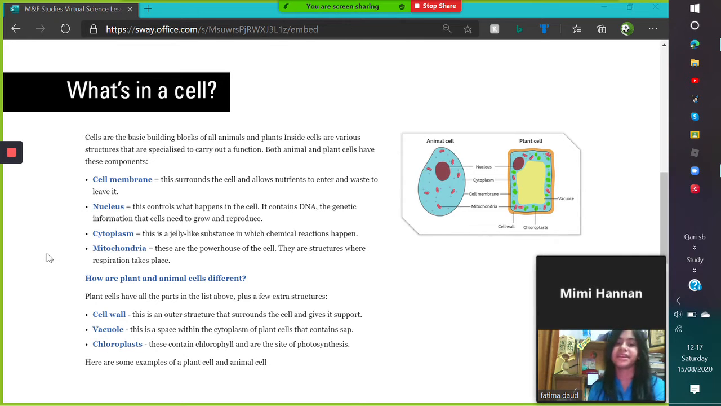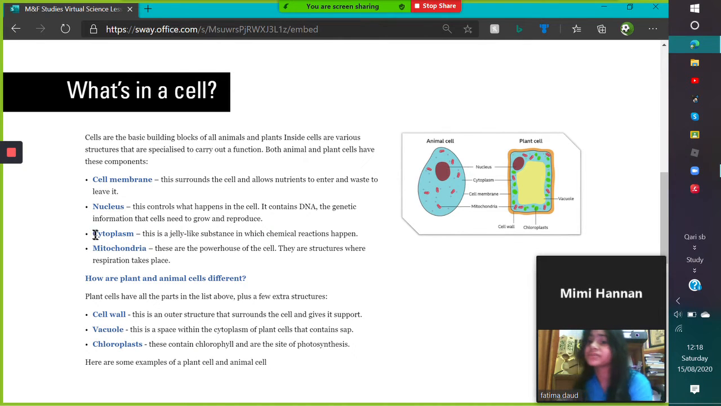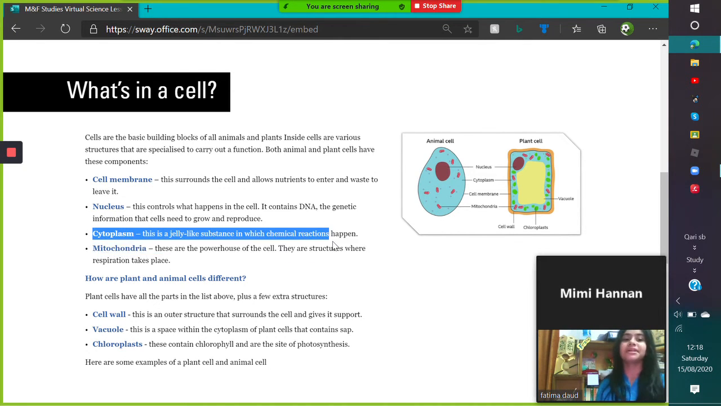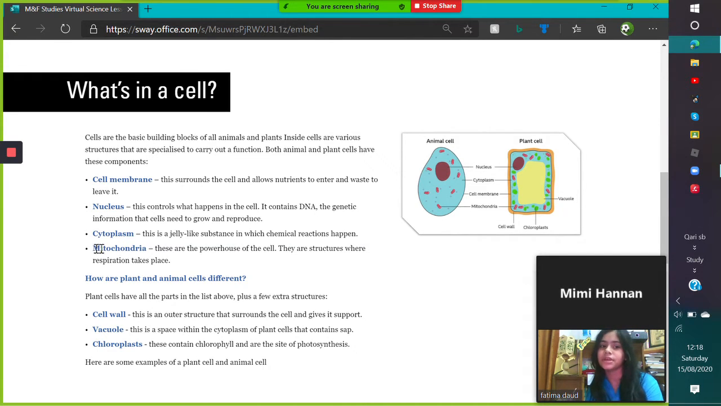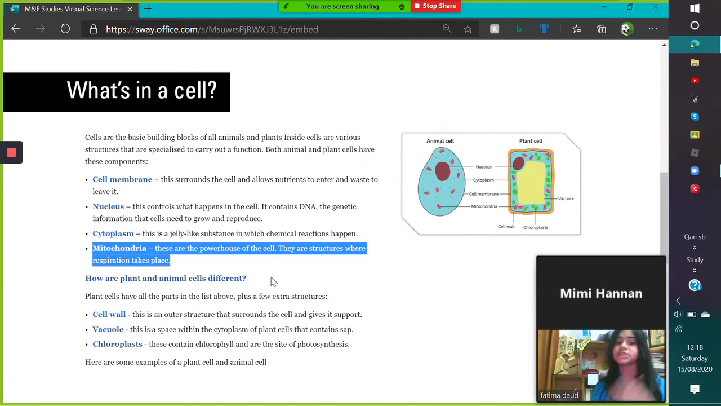So, cell membrane. This surrounds the cell and allows nutrients to enter and waste to leave it. Nucleus. This controls what happens in the cell. It contains DNA, the genetic information that cells need to grow and reproduce. Cytoplasm. This is a jelly-like substance in which chemical reactions happen. Mitochondria. These are the powerhouse of the cell. They are structures where respiration takes place.